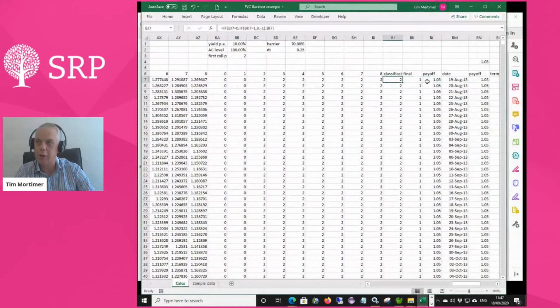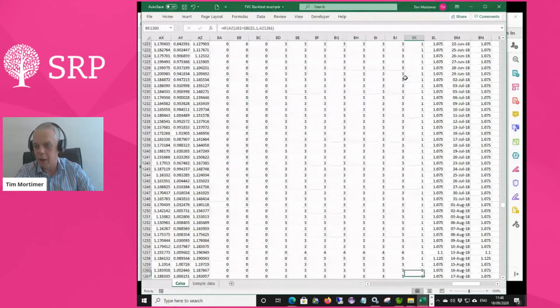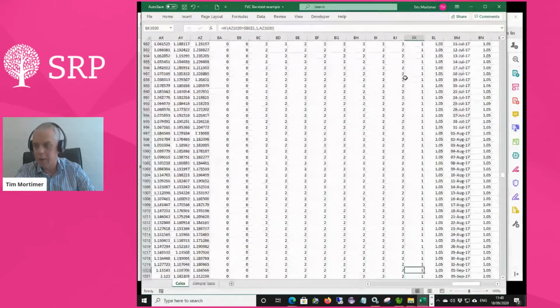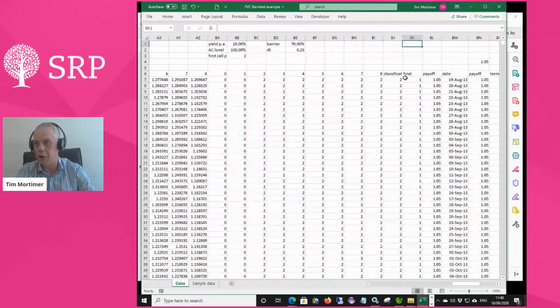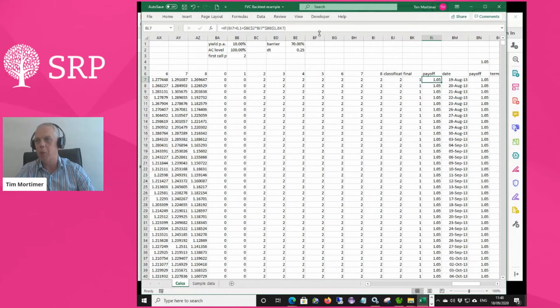If calling doesn't occur, then you need to measure the final outcome, which is, because it's a barrier of 70%, if the worst of index finishes above 70, you'll get your full capital. Below 70, you get the value of the lower index. And you might as well work out the final value anyway, because we'll just choose not to use it. So you can see I've got the final value going on here. And so for the 70, because of the relatively favorable underlying, which is actually quite typical of recent back testing, they've all passed.